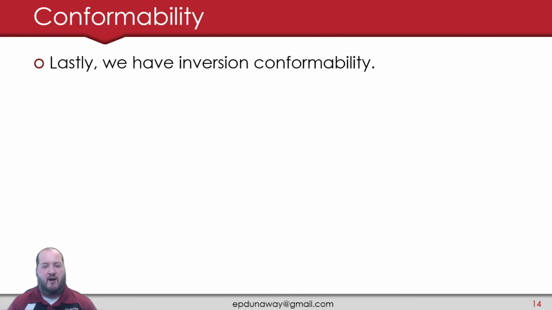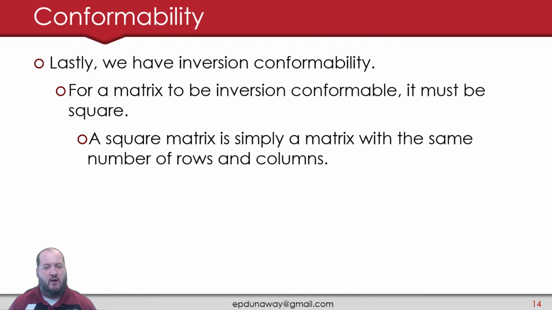Alright, so the last thing to talk about is conformability when we're dealing with an inversion. So we invert matrices quite a bit in econometrics, but in order to be able to invert a matrix, it has to be a square matrix. And a square matrix is just a matrix with the same number of rows and columns. If it's not a square matrix, we cannot invert it.